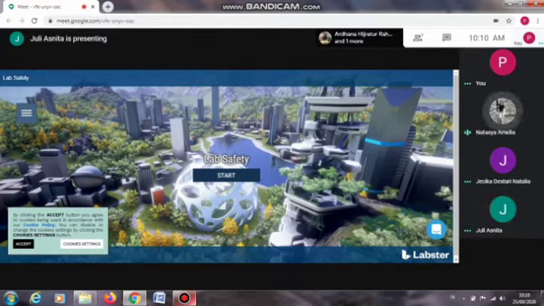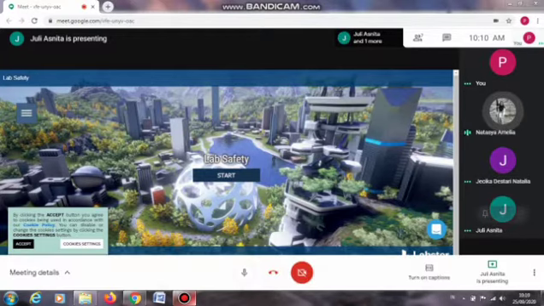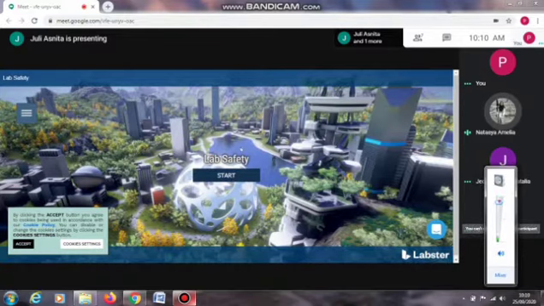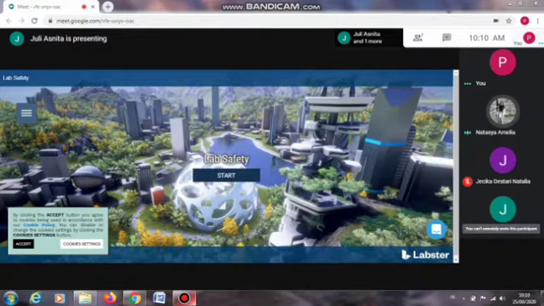Kami dari kelompok 13, kelas Gizi C 2019 yang beranggotakan Ardhana Hijratur Rahman, Juli Asnita, Jecika Destari Natalia, Putri Faizah, Natasya Amelia Mulyadi akan menampilkan simulasi penggunaan lab.